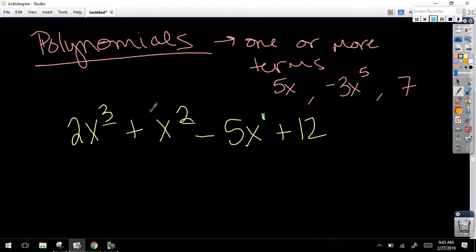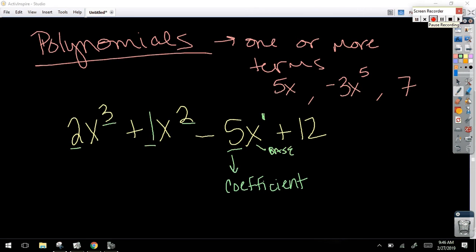Does anyone remember what the numbers in front of the variables are called? In front of the variables. So the x would be the base, you're right, but what would the number in front be called? Yes, coefficient. Good job. It's a coefficient.